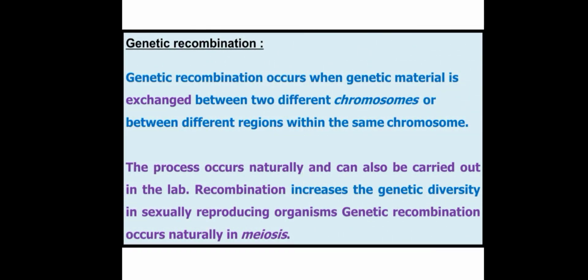Another factor is genetic recombination. Genetic recombination occurs when genetic material is exchanged between two different chromosomes or between different regions within the same chromosome. The process occurs naturally and can also be carried out in the lab. Recombination increases genetic diversity in sexually reproducing organisms. Genetic recombination occurs naturally during meiosis.